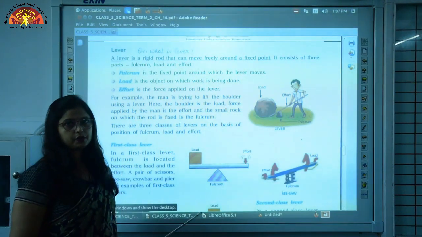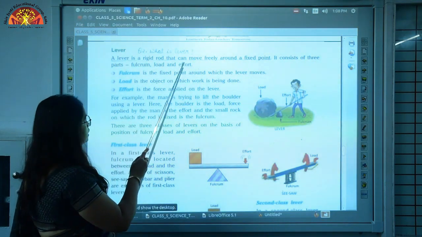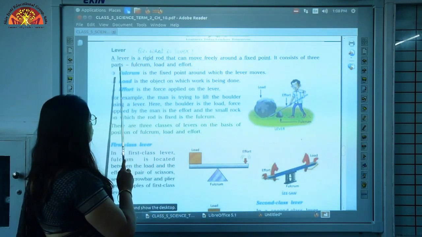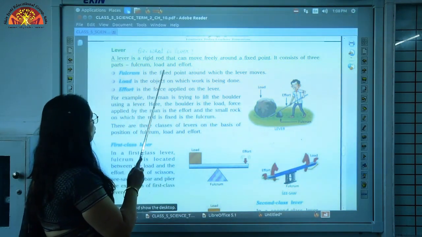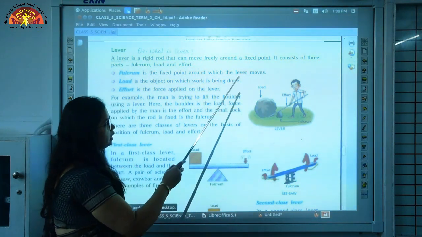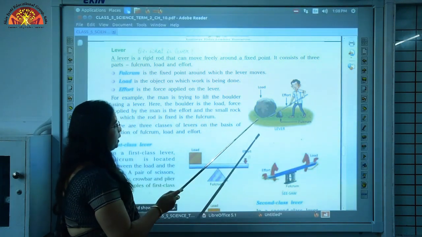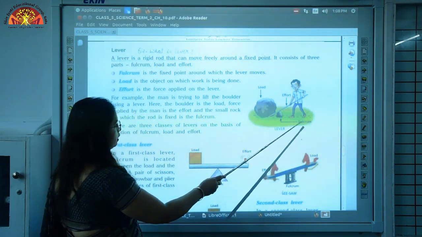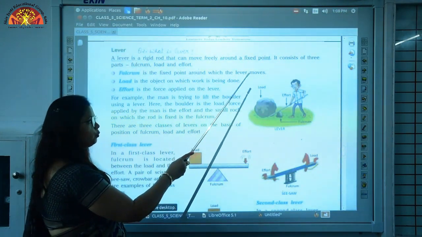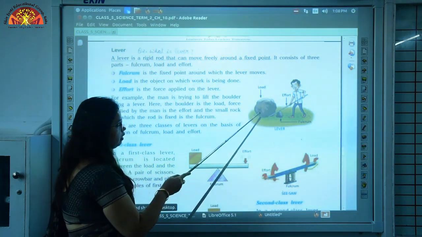So first type of simple machine here is lever. A lever is a rigid rod that can move freely around a fixed point. It consists of three parts: fulcrum, load and effort. Now see children, see this picture over here. There are three parts which make up a lever. First part is fulcrum. Fulcrum here is the fixed point around which the lever moves. You can see here, this is the fixed point around which the lever moves.